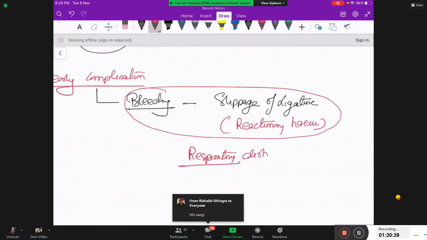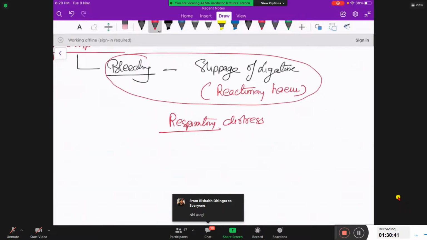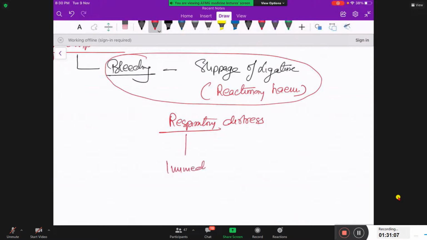Patient will come to you with respiratory distress. So you went for an evening round after surgery. You found that your patient is complaining of respiratory distress. When you examine the wound, there is some swelling there. What will be your next step? Very important. This commonly happens. Immediately evacuate hematoma.